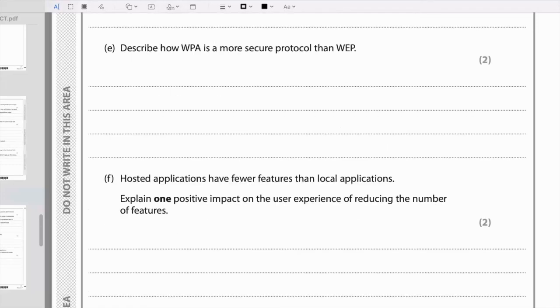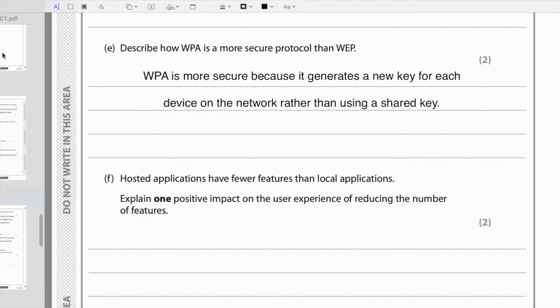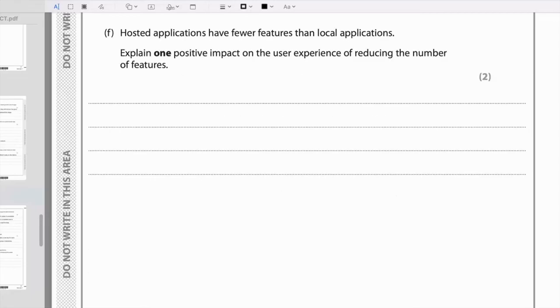E. Describe how WPA is a more secure protocol than WEP. WPA is more secure because it generates a new key for each device on the network rather than using a shared key.